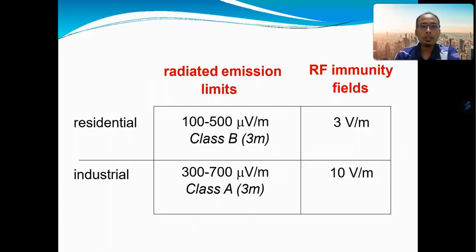So basically these are the radiated emission limits and also the RF immunity fields for residential and industrial areas. For residential, we have 100 to 500 microvolt per meter, which is class B, whereas for industrial it is 300 to 700 microvolt per meter for class A. This is for radiated emission limits. Whereas for the RF immunity fields, residential is 3 volt per meter, whereas industrial is 10 volt per meter.